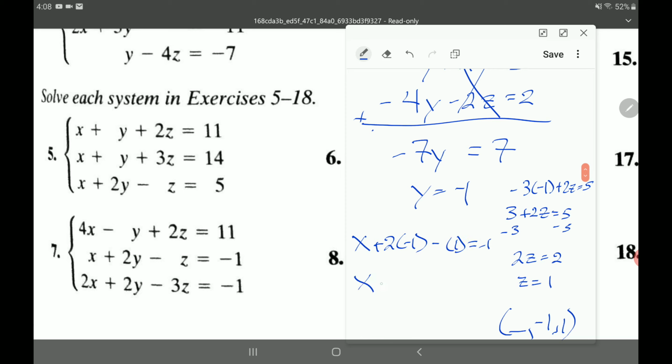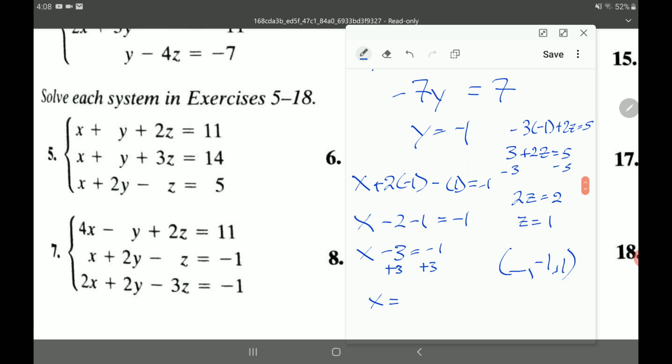So x, well, minus 2 in this case. Minus 2 minus 1 equals -1. x minus 3 equals -1. Add 3 over. x equals 2. So see, it doesn't matter which one you solve for. You'll still get the same answer.